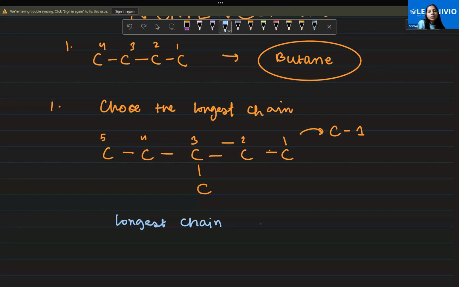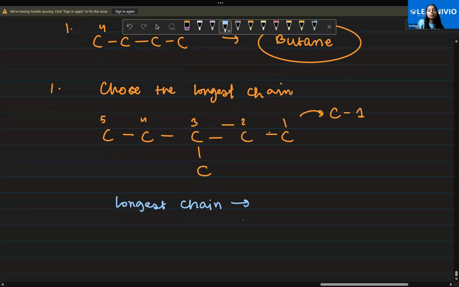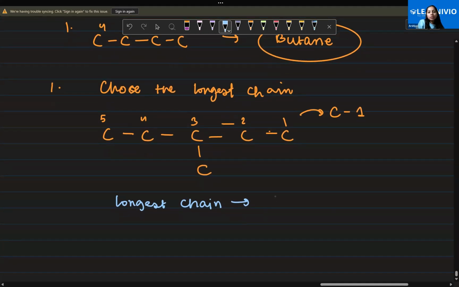Do you see any double bond or a triple bond? No, ma'am. Only single bond. So I can say that this is an alkane. And what will be the name of this alkane? Pentane. Yes, pentane, right. But I won't call it pentane. Why? Because there's one more carbon, right?